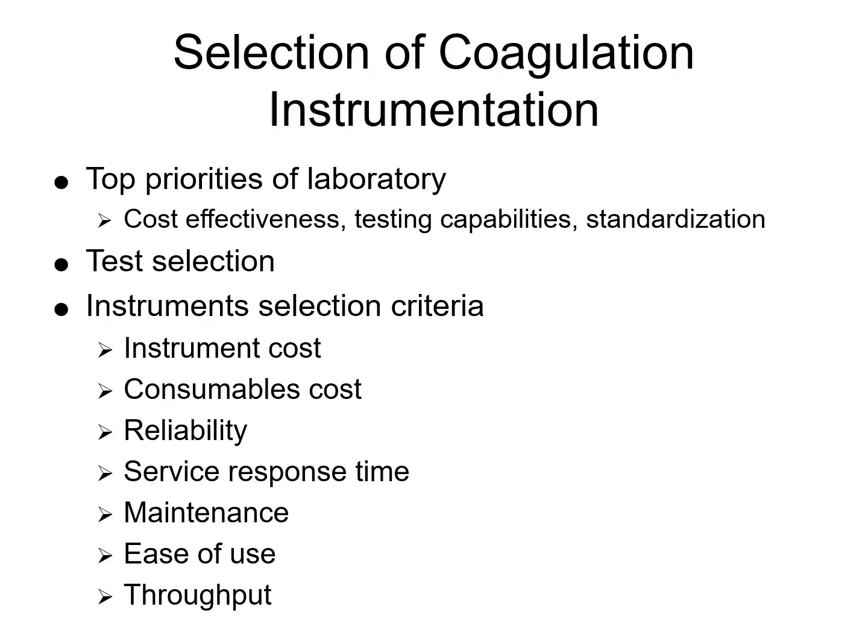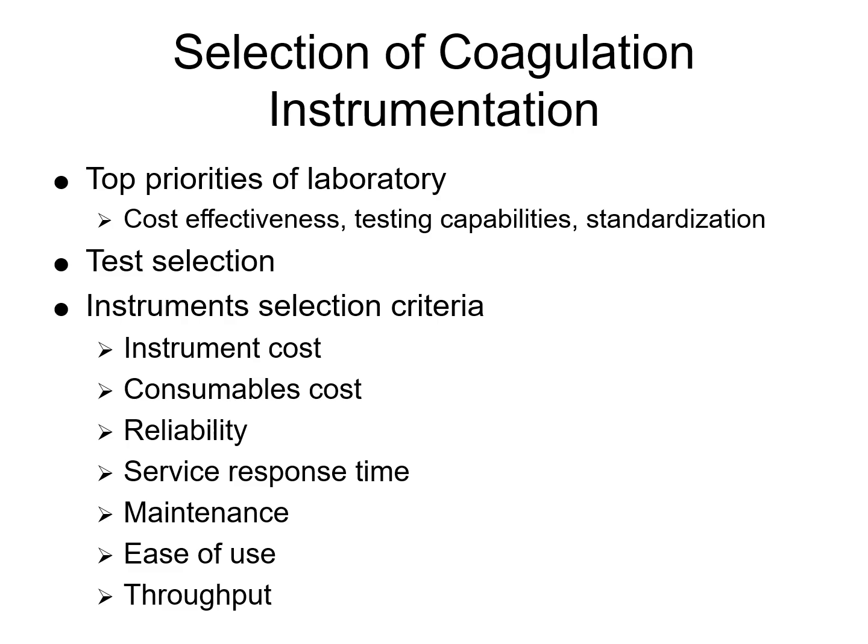Some top priorities of the laboratory for instrument selection is cost effectiveness. So we have to make sure we're always balancing the budget with the budget constraints. We need to make sure we have accurate and timely testing with that. For testing capabilities, we want to look at the ability to perform a wide range of necessary assays reliably. We want standardization, so ensuring consistent, comparable results across different instruments, operators, and time. We're going to look at test selection, so choosing tests based on clinical utility, accuracy, turnaround time, and cost. We want to prioritize tests that provide actionable information for patient care.